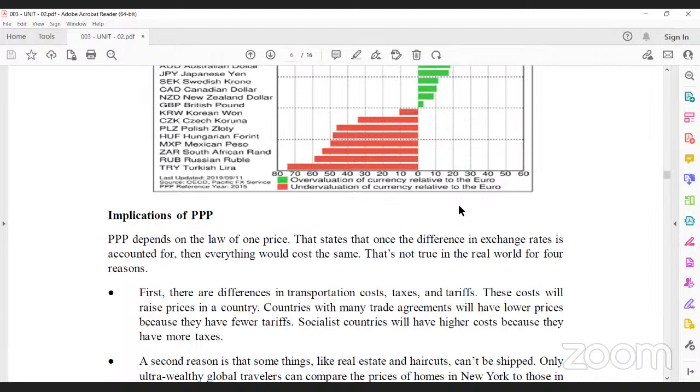This red bar indicates undervaluation of the local currency. The currency appreciates against the US dollar in the long run. The currencies listed below are the Canadian dollars. Again, the currency is overvalued by the percentage figure, and a red bar indicates undervaluation of the local currency.